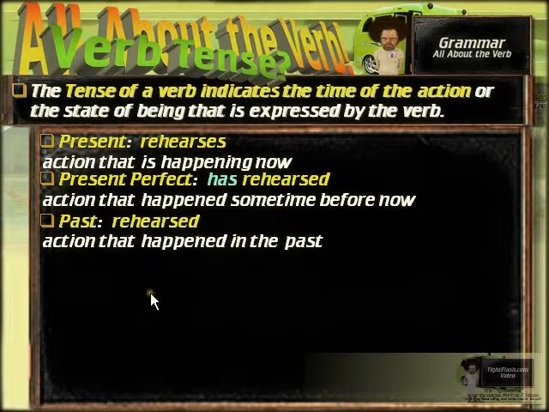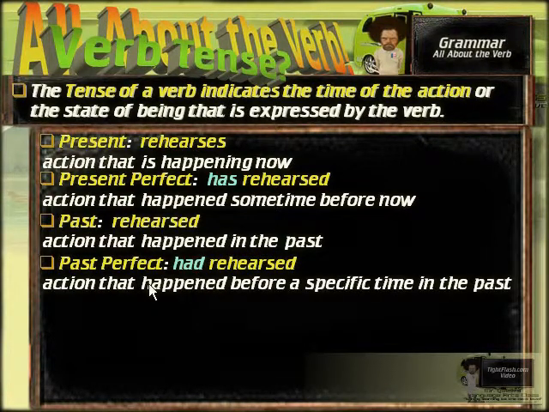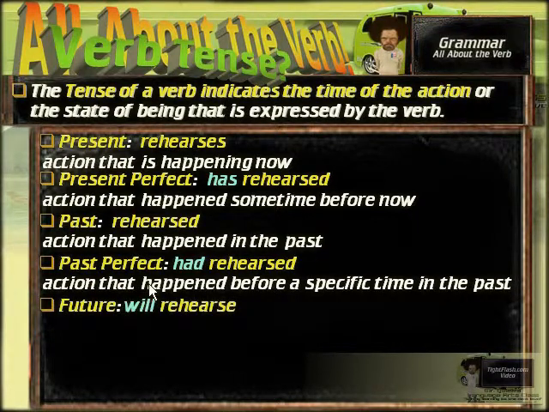Rehearsed, straight up past, meaning that it happened in the past, and we pretty much have an idea of when it happened. Then we have had rehearsed, and that's an action that happened before another time in the past. So depending on how you're using it in the sentence, you want to indicate that, okay, this thing happened before this thing happened. Then you want to use had rehearsed.